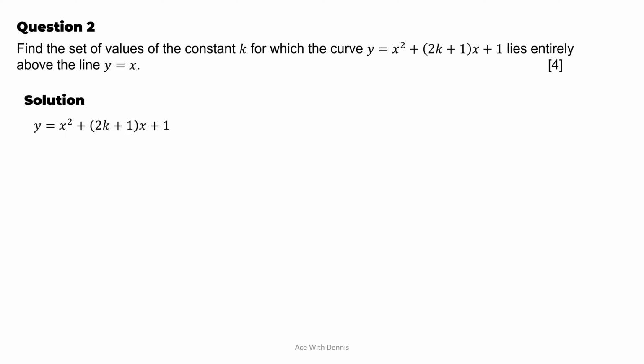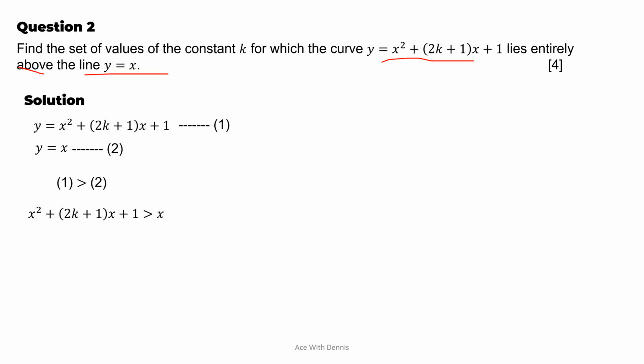Here's the solution. Given this equation, y equals x squared plus 2k plus 1 x plus 1, and y equals x. Let's label this as the first equation and this as the second equation. Since the question says that this curve lies above the line, equation 1 will be greater than equation 2. Then we can form the inequality here. We get x squared plus bracket 2k plus 1 x plus 1 greater than x. Now we can start to solve this inequality.